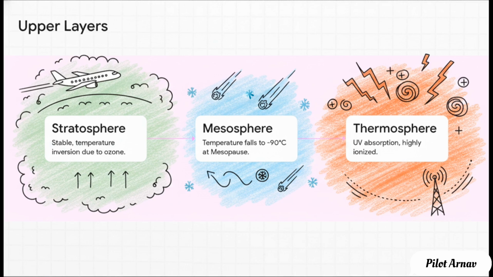Because it's a stable inversion with practically no water vapor, it gives airliners a brilliantly smooth, weather-free ride above 11 kilometers. Next is the mesosphere. Here, temperatures plummet once again, reaching the atmosphere's absolute coldest point of minus 90 degrees Celsius at the mesopause. Finally, we hit the thermosphere. Up here, sparse molecules absorb intense UV radiation, causing temperatures to violently spike. The lower part of this layer is called the ionosphere, and because it's heavily ionized, it acts as a really crucial reflector for our aviation radio communications.